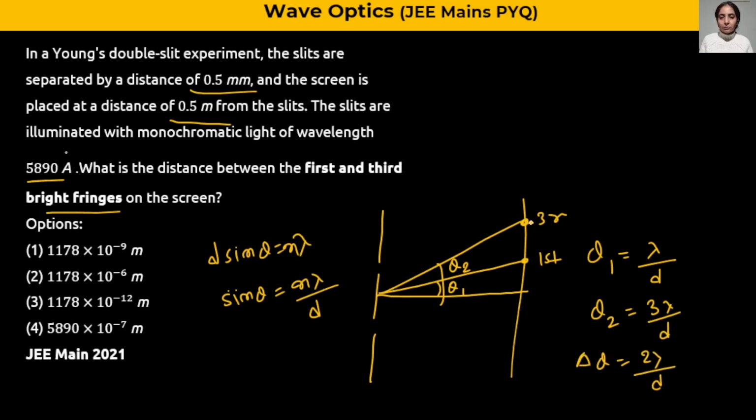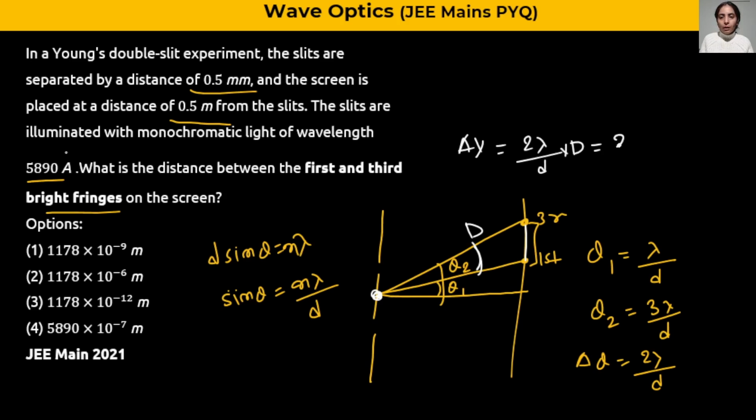What will be the distance between these two? If you know this angle, which angle I'm talking about, this one, then this is the center of the circle, this is the arc, this is the radius, equal to capital D, by approximation. So the distance will be equal to how much? 2 lambda by small d into capital D.